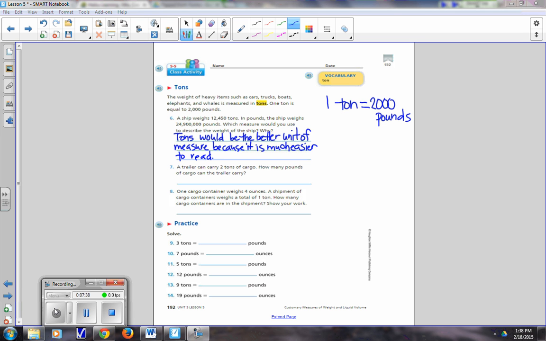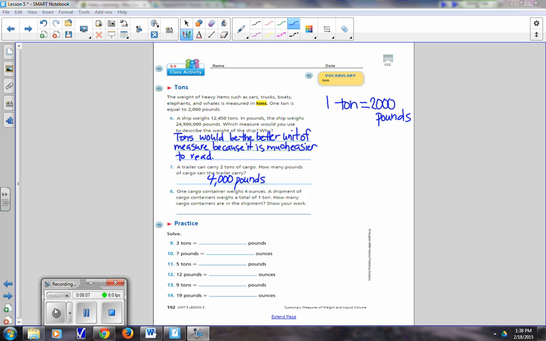A trailer can carry 2 tons of cargo. How many pounds of cargo can the trailer carry? Well, we know 1 ton is 2,000 pounds. So what would 2 tons be? 2 times 2,000 would be 4,000. I know you said it before I wrote it, because that's the kind of kids you are.